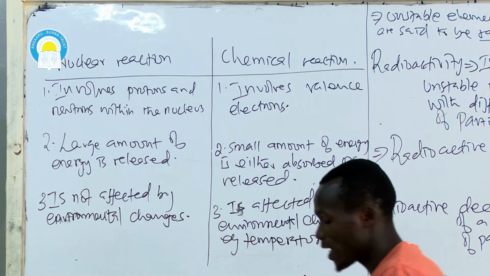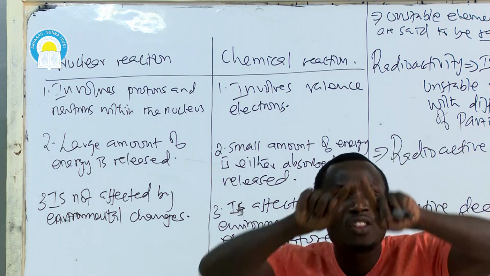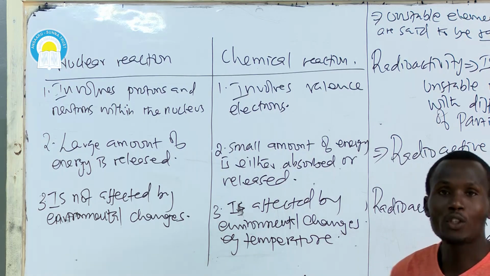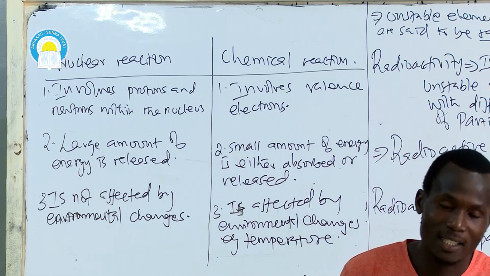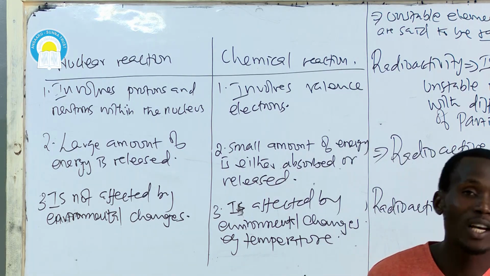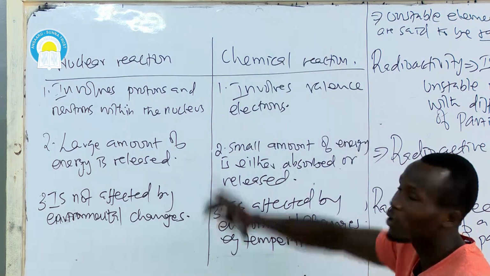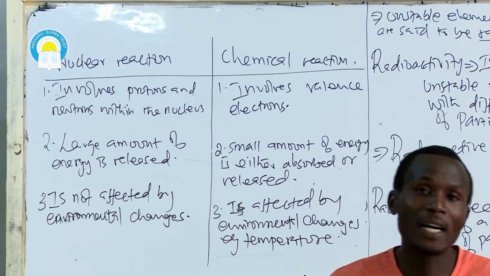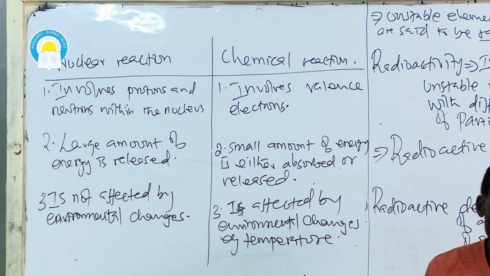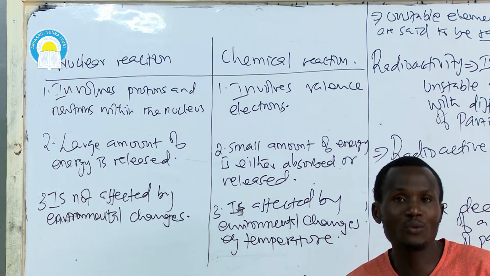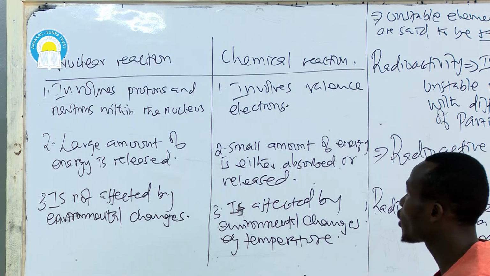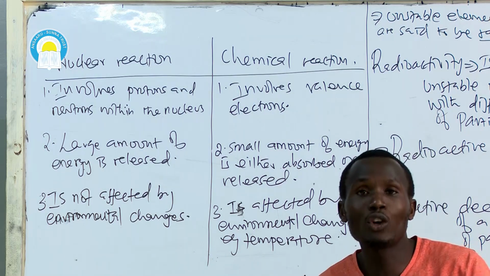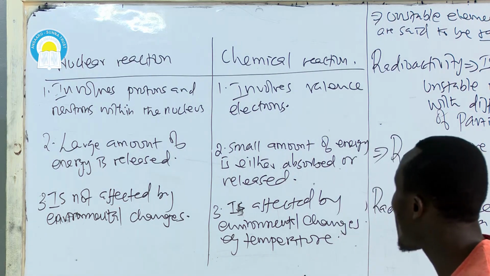A nuclear reaction occurs within the nucleus of an atom. Therefore, temperature, pressure and catalysts cannot affect a nuclear reaction. But with a chemical reaction, we have factors affecting the rate of reaction. Temperature is one factor, pressure is another, and we have concentration. All these factors affect a chemical reaction, but environmental changes do not affect a nuclear reaction.